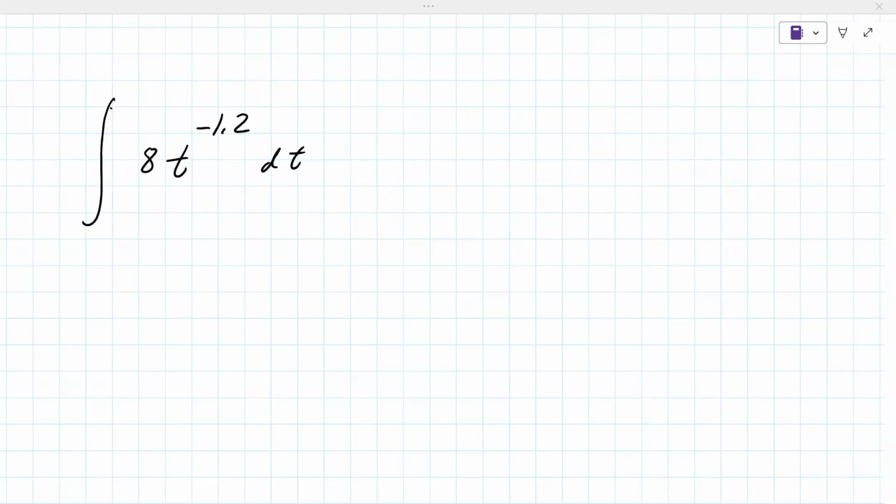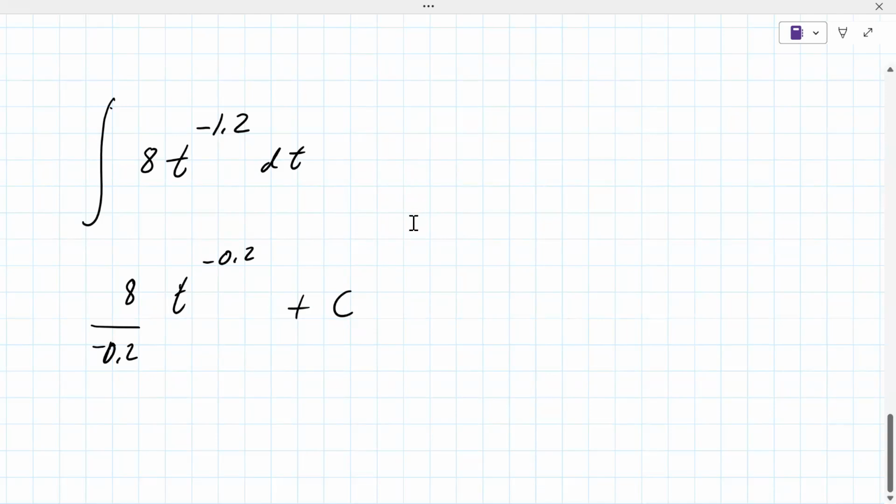Okay, so I did 8 over negative 0.2, and then t to the power of negative 0.2, plus c. Don't forget that plus c. And then, I mean, depending on the instructor, you can or can't simplify this. That's up to you. I don't think we have to, so I think it's okay.